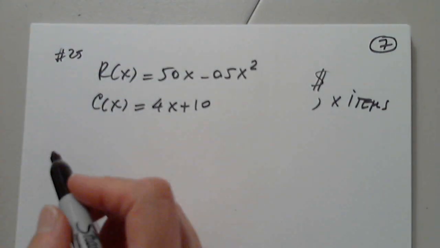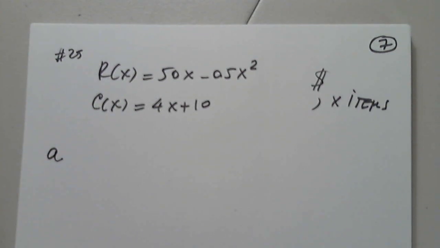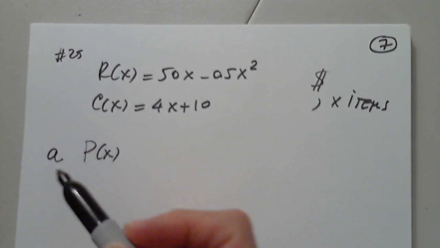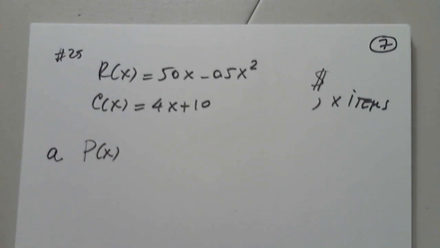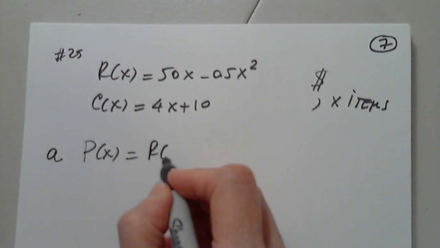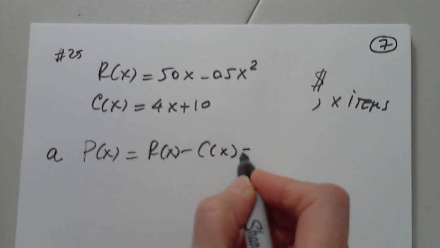Find P of x. That's part A. How do I find P of x? I was given the revenue, I was given the total cost. How do I find P of x? Revenue minus cost? Absolutely. So revenue of x minus total cost.